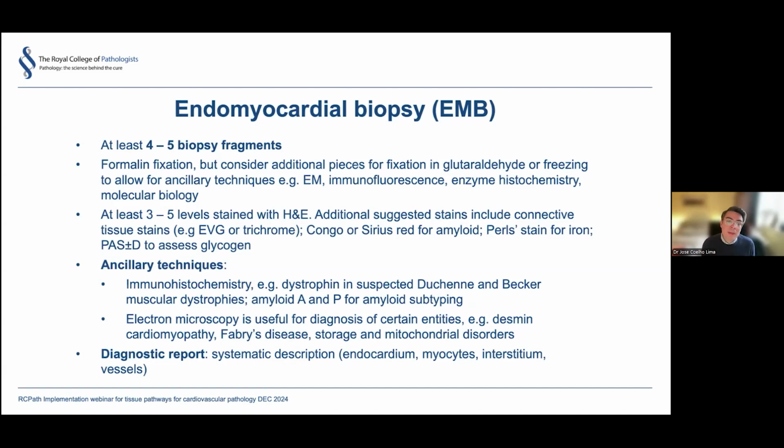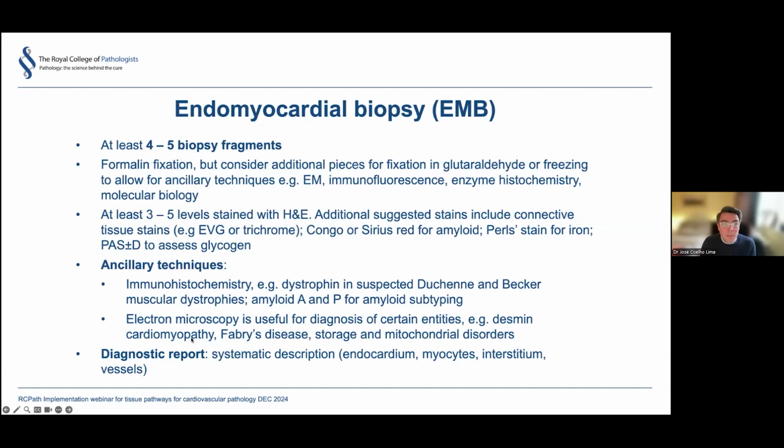Electron microscopy may be incredibly useful for the diagnosis of certain entities, including some types of cardiomyopathies, lysosomal storage diseases, or mitochondrial disorders. For example, in the case of Desmin cardiomyopathy, electron microscopy may show intracytoplasmic aggregates. In Fabry's disease, myelin-like figures may be seen on electron microscopy, and alterations in the number or structure of mitochondria can be seen in mitochondrial disorders.